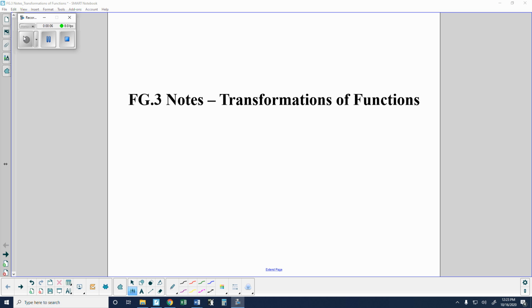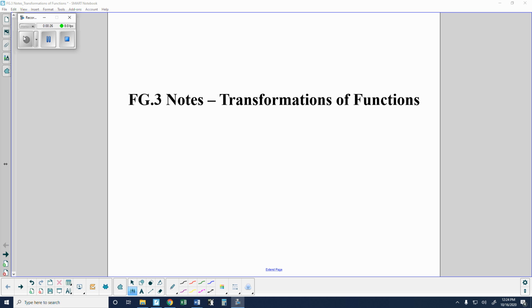Today we are starting the FG3 notes, which is all about transformations of functions. Really, this is the first new Algebra 2 content that you've seen. You may have talked a little bit about transformations in Algebra 1, but it's a pretty big focus here in Algebra 2. So we are finally into some new information.